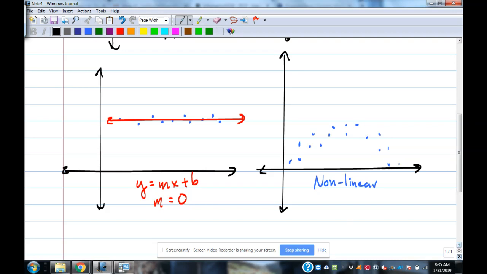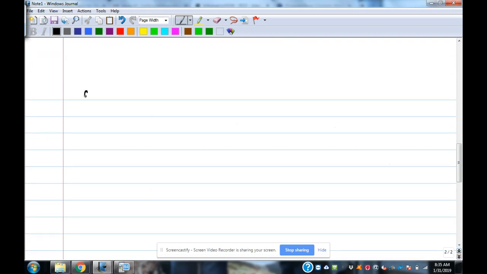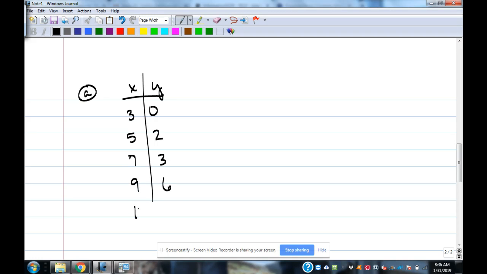So let's get a couple of sets of data. Let's get example A, and I'm just going to use a T-chart here, to get some X and Y values. 3, 0; 5, 2; 7, 3; 9, 6; 11, 9; and then 13, 11. Okay, so we got all these ordered pairs here, and we want to determine what kind of relationship they have, and if it's a linear relationship, we're going to find that equation.